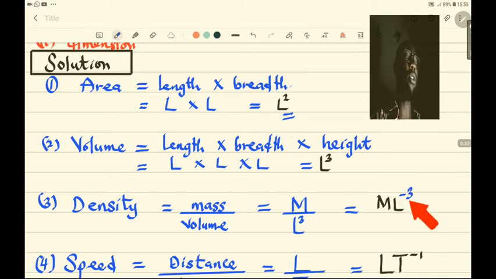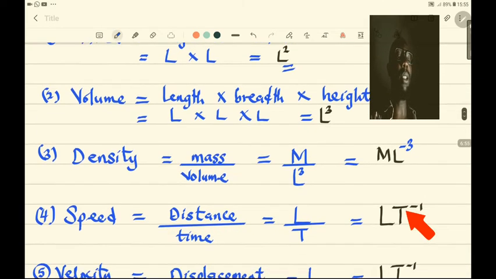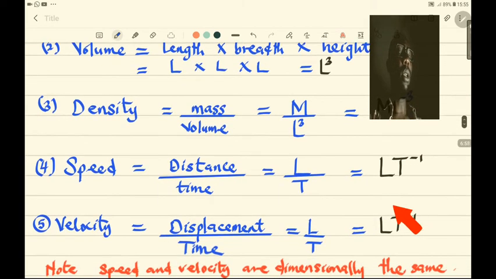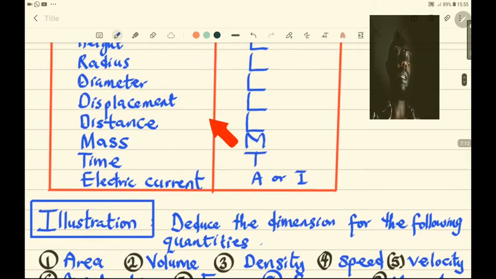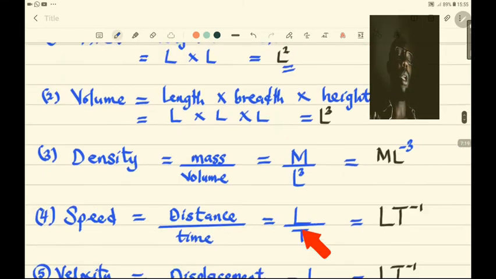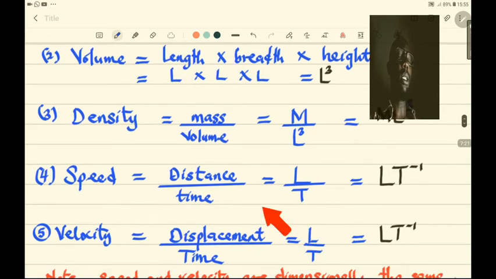You introduce minus to it and it becomes minus 3. That is the knowledge of indices. Now next is speed. The formula for calculating speed is distance over time. The dimension for distance, which we learned earlier, is L, and the dimension for time is capital T. So we can now write that distance is equal to length over time, so L over capital T.